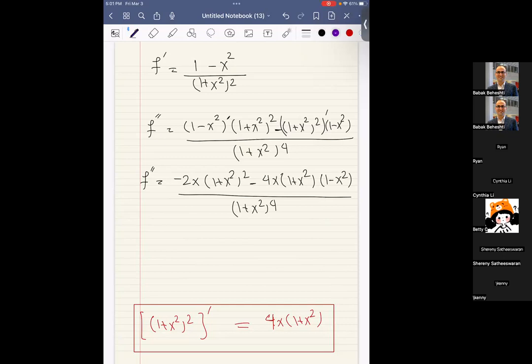Now on the top, you can factor out minus 2x times 1 plus x squared. If you factor out this, so here you have minus 2x times 1 plus x squared squared. So you have 1 plus x squared from the first term. And from the second, you have minus 4x times 1 minus x squared. So it's plus 2 times 1 minus x squared, divided by 1 plus x squared to the power 4.